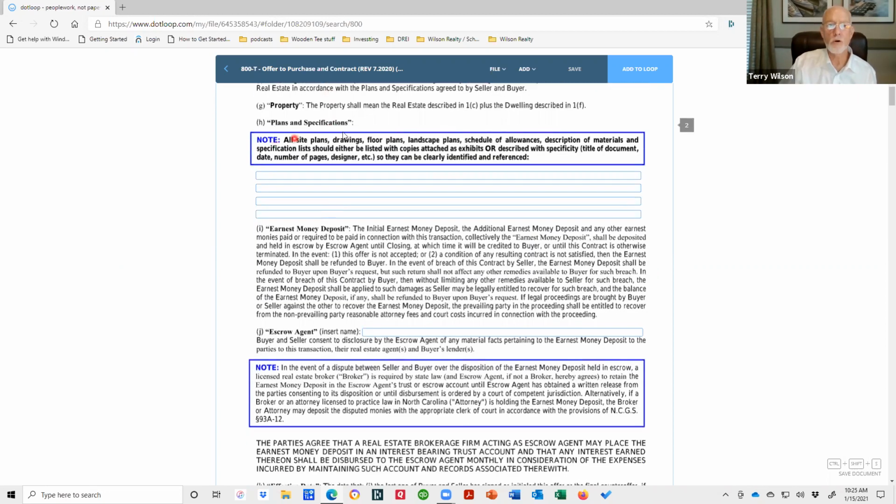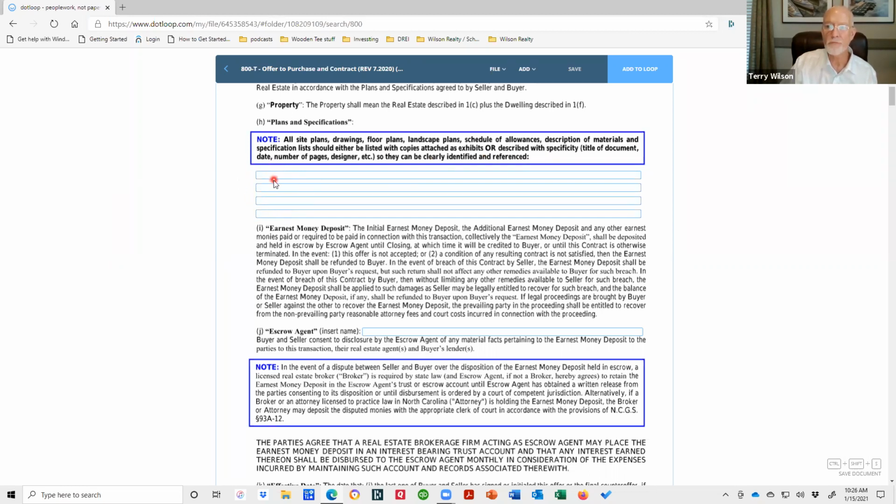So note all site plans, drawings, floor plans, landscape plans, schedule of allowances, description of materials, and specifications lists should either be listed with copies attached as exhibits or described with specificity: title of document, date, number of pages, designer, etc., so they can be clearly identified and referenced. So we want to make sure we list out all of those things: the floor plan, the landscape plan, the drawings, everything that the buyer and the builder have agreed to. We're going to put here.